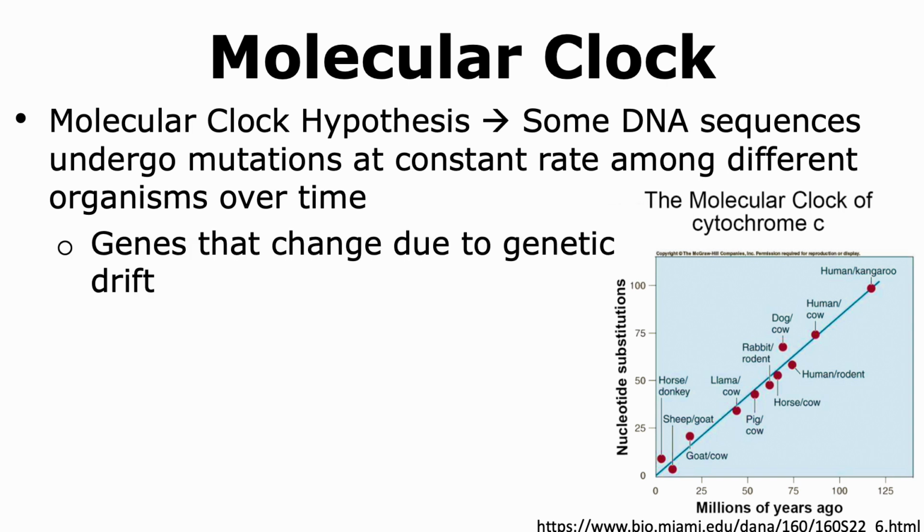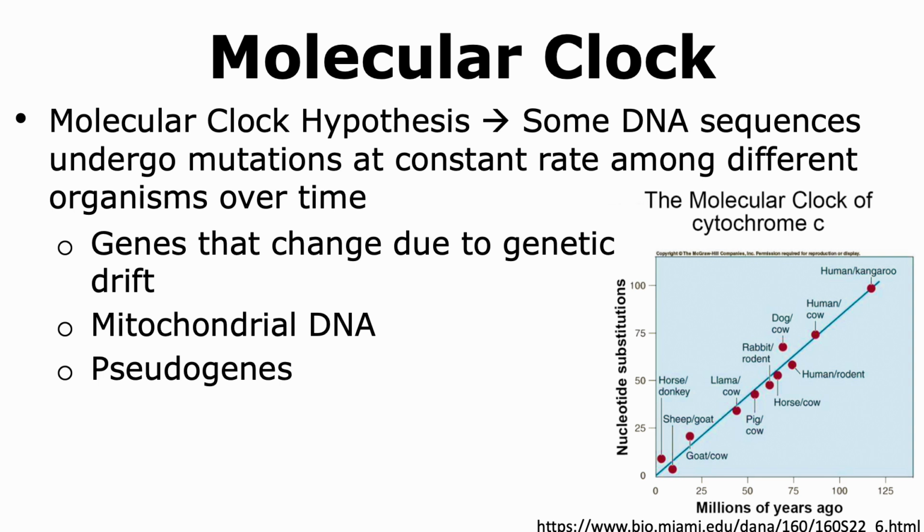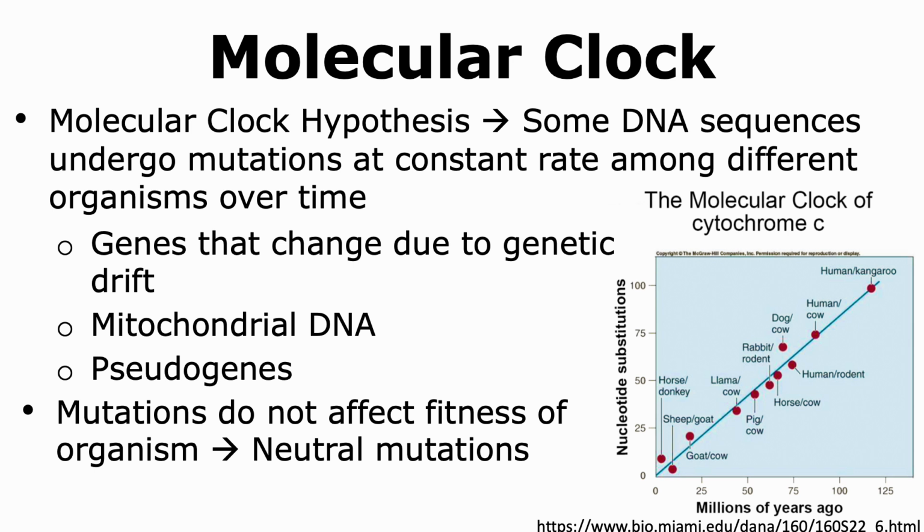Not all DNA sequences can function as a molecular clock. Only the genes that change due to genetic drift, or mitochondrial DNA, or pseudogenes, can function as a molecular clock. The mutations that usually happen in these DNA sequences normally do not affect the fitness of the organism, and hence these mutations or changes that happen in the DNA sequences are considered to be neutral mutations. These mutations usually come in the form of base substitutions.